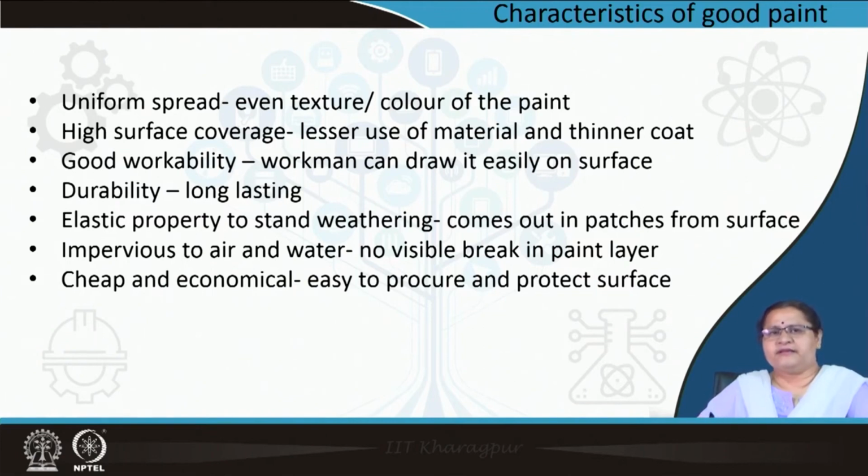So, uniformly it has to be done, it should have uniform spread. When we are thinking of a building, the jacket should not be a patchy one. So, it should be very uniformly spread on the entire surface. It should have high surface coverage. So, that means what I had talked of, the amount of paint required to cover say 10 to 12 square meters per liter, that means that is the coverage.